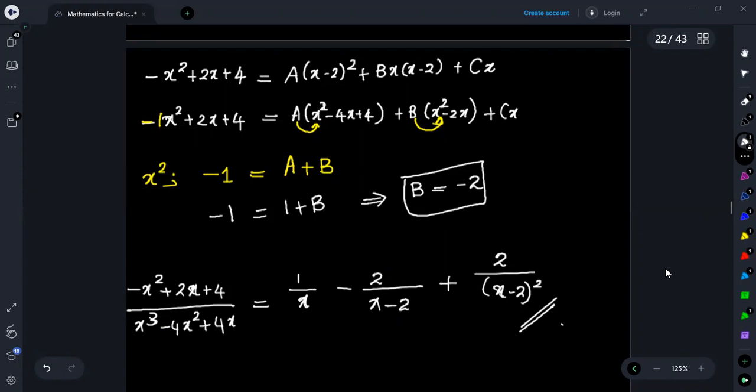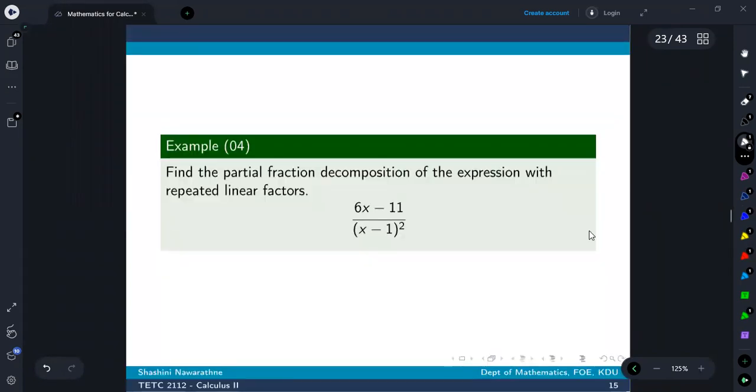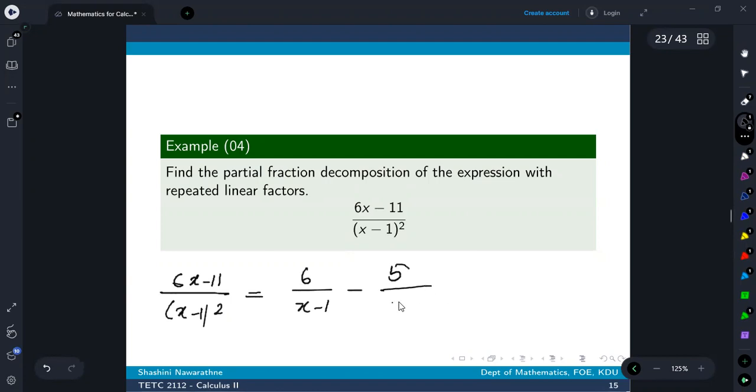I hope this is clear to you, and I need you to practice this example. I will give the answer for this as well, then you can check whether your answer is correct or not. The problem is 6x minus 11 over (x minus 1) to the power 2. You will obtain the answer as 6 over x minus 1, not plus, minus 5 over (x minus 1) to the power 2. So try to obtain this answer by yourself.